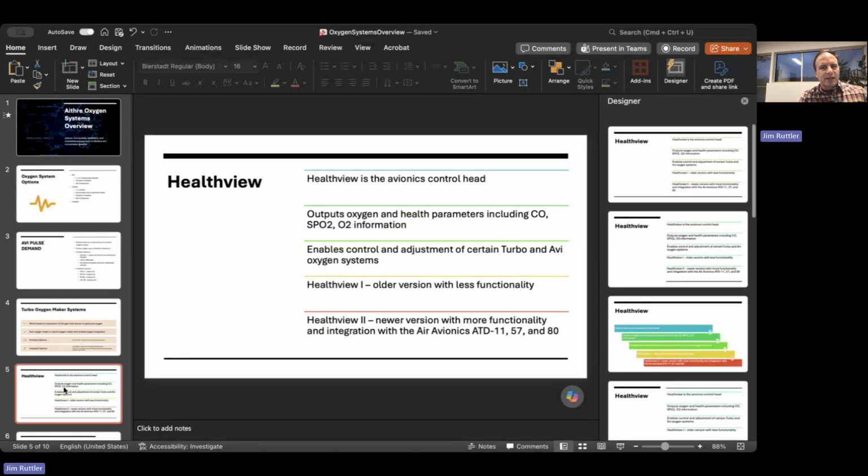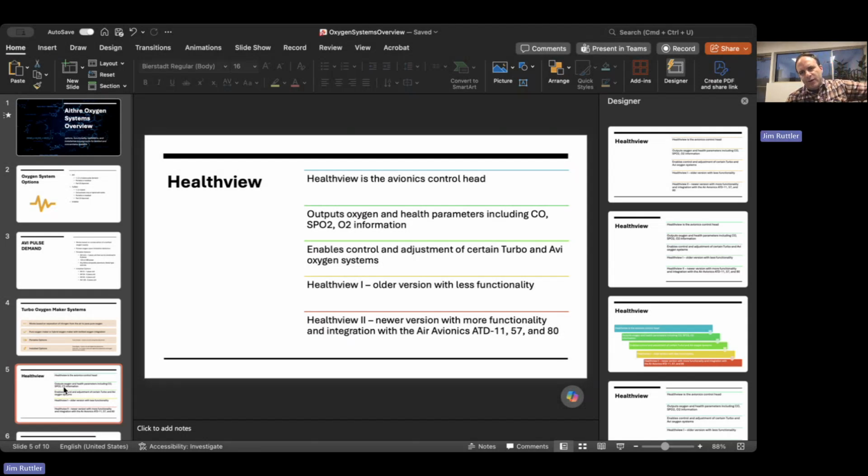Okay, the options for the health view. The health view, what is the health view? Health view is the avionics control head. It outputs both the oxygen information, the health parameters, including carbon monoxide, SpO2, and as I said, the turbo and the AVI, the flow rate, respiration rate, parameters that have to do with the oxygen systems.